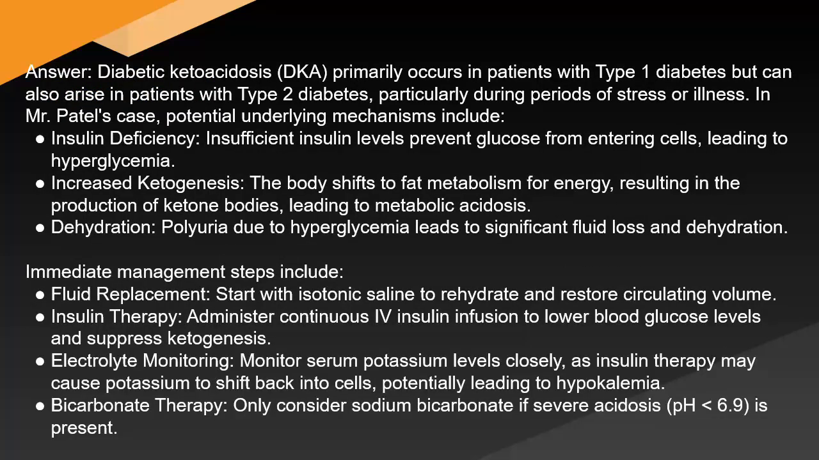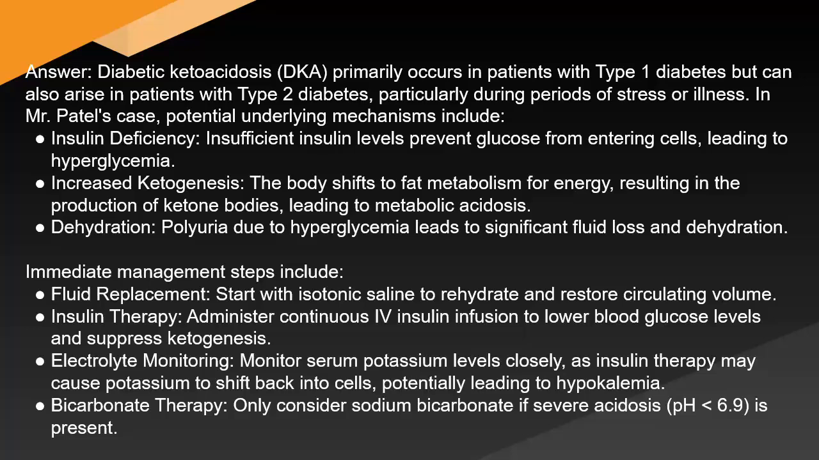Answer: diabetic ketoacidosis (DKA) primarily occurs in patients with type 1 diabetes, but can also arise in patients with type 2 diabetes, particularly during periods of stress or illness. In Mr. Patel's case, potential underlying mechanisms include insulin deficiency: insufficient insulin levels prevent glucose from entering cells, leading to hypoglycemia. Increased ketogenesis: the body shifts to fat metabolism for energy, resulting in the production of ketone bodies, leading to metabolic acidosis. Dehydration: polyuria due to hypoglycemia leads to significant fluid loss and dehydration. Immediate management steps include fluid replacement.